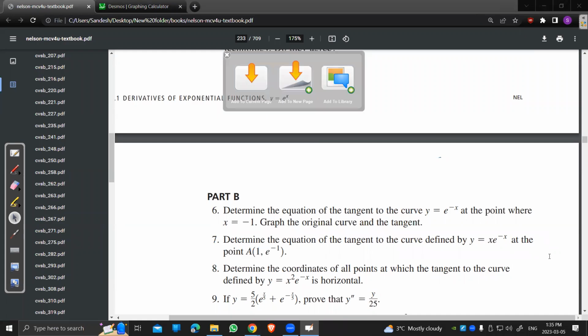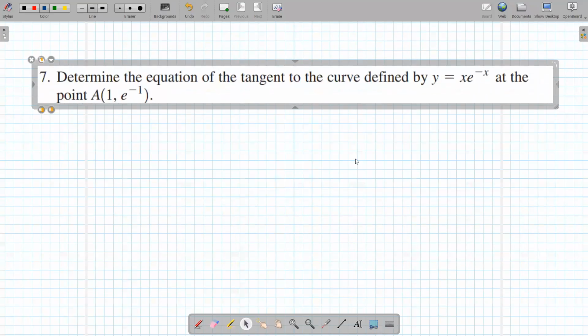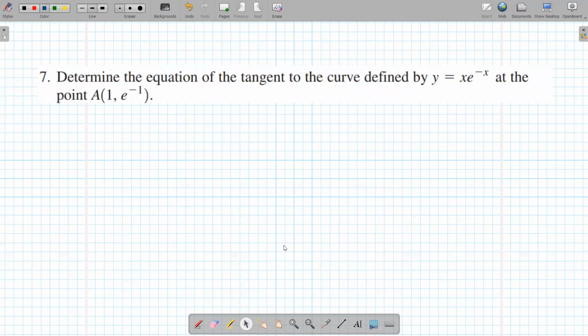Let's try doing this. It's asking us to find the equation of the tangent line. So it's a straight line. It's going to be in the form of y equals mx plus b. And they've already given us a point. We need to find m, the slope of the line. What do we do?